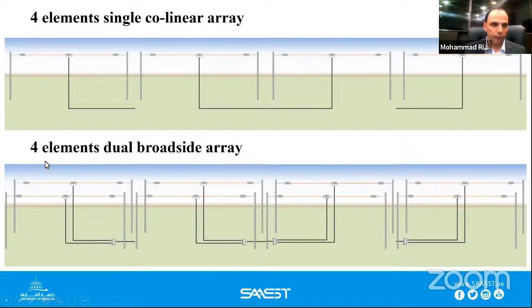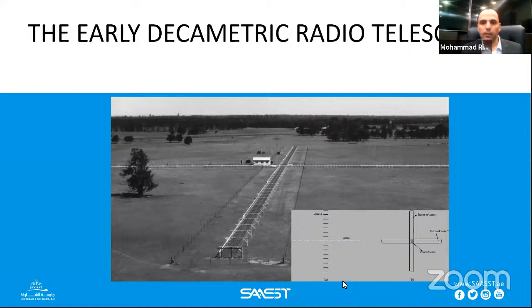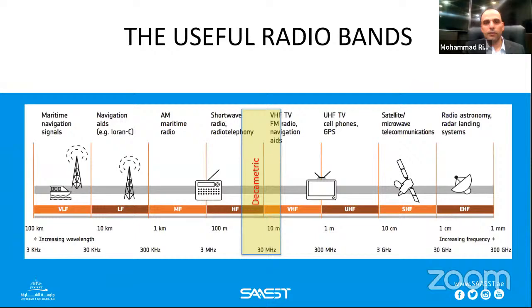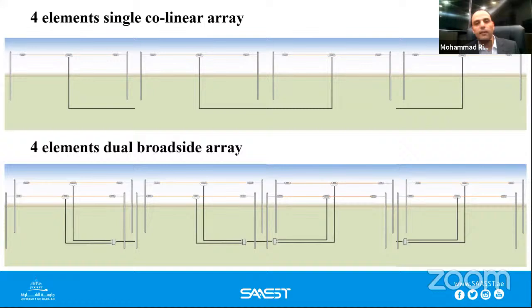And here is the four-element other array, the large one. It is a four-element, but dual broadside. What is broadside? If you remember the tall cross-mill array that I showed you before at the beginning of this presentation, let me show you, this is important. Yes, this one. Look at this. This is east-west, so this is called collinear, and this is broadside. If you put two dipoles here, north-south, like this, that means you are using a broadside array design. So this is a four-element broadside array, dual.